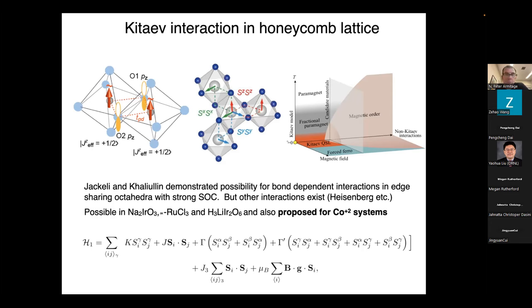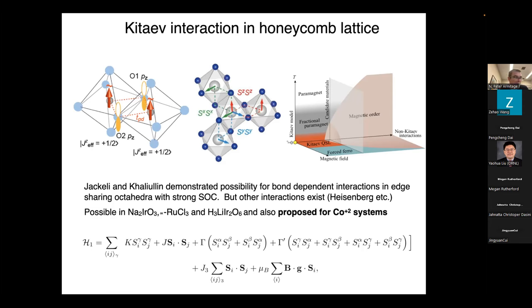They proposed iridate systems as a possible realization of that, and subsequent to that, various ruthenates like the famous alpha ruthenium chloride have been proposed. These have typically been d5 ions, with strong spin-orbit coupling, the iridates, the ruthenates. Many of these systems, despite the fact that they do show evidence for Kitaev interaction, this bond-dependent interaction, ultimately do still order at the lowest temperatures.